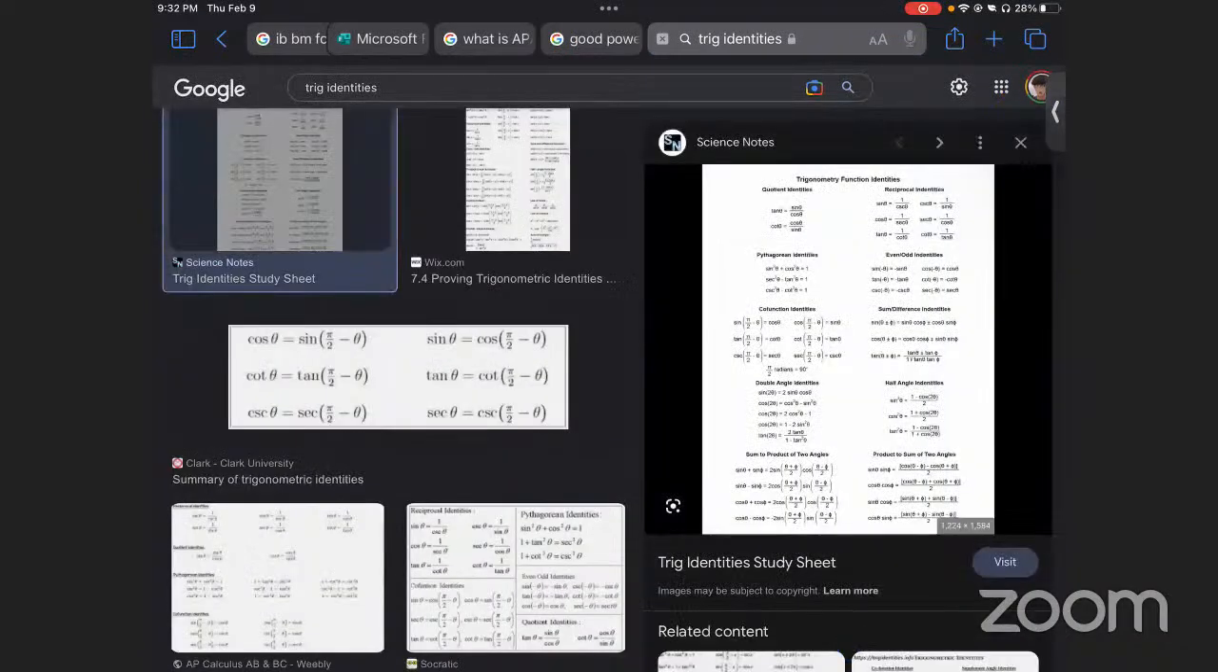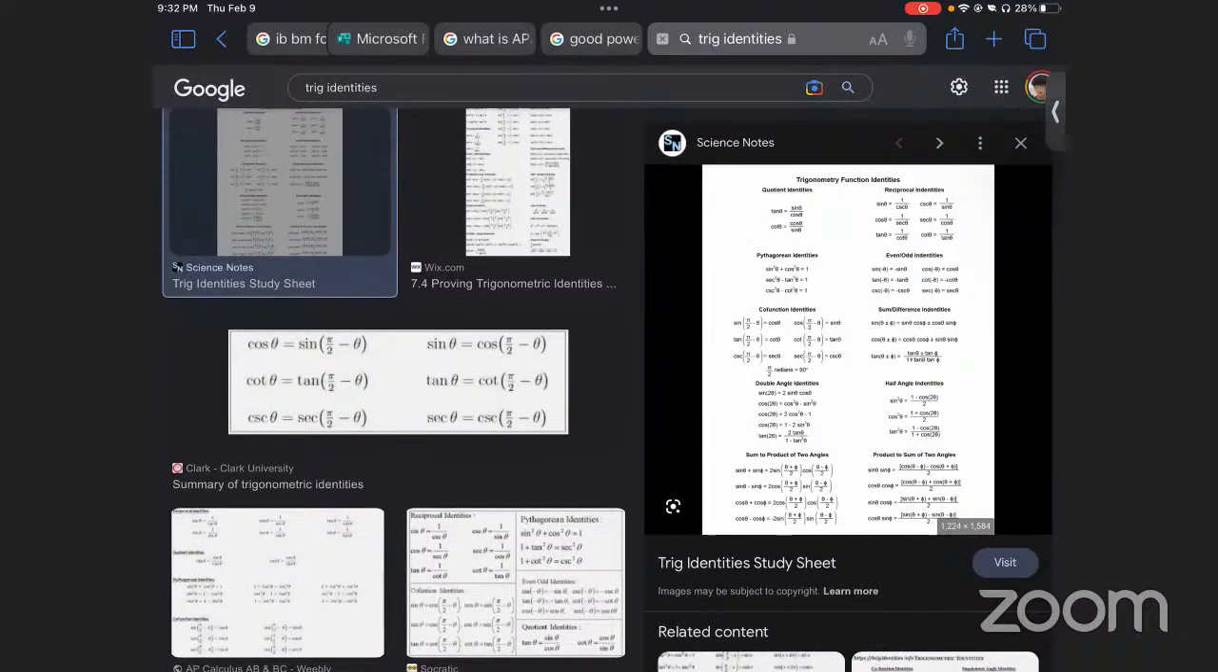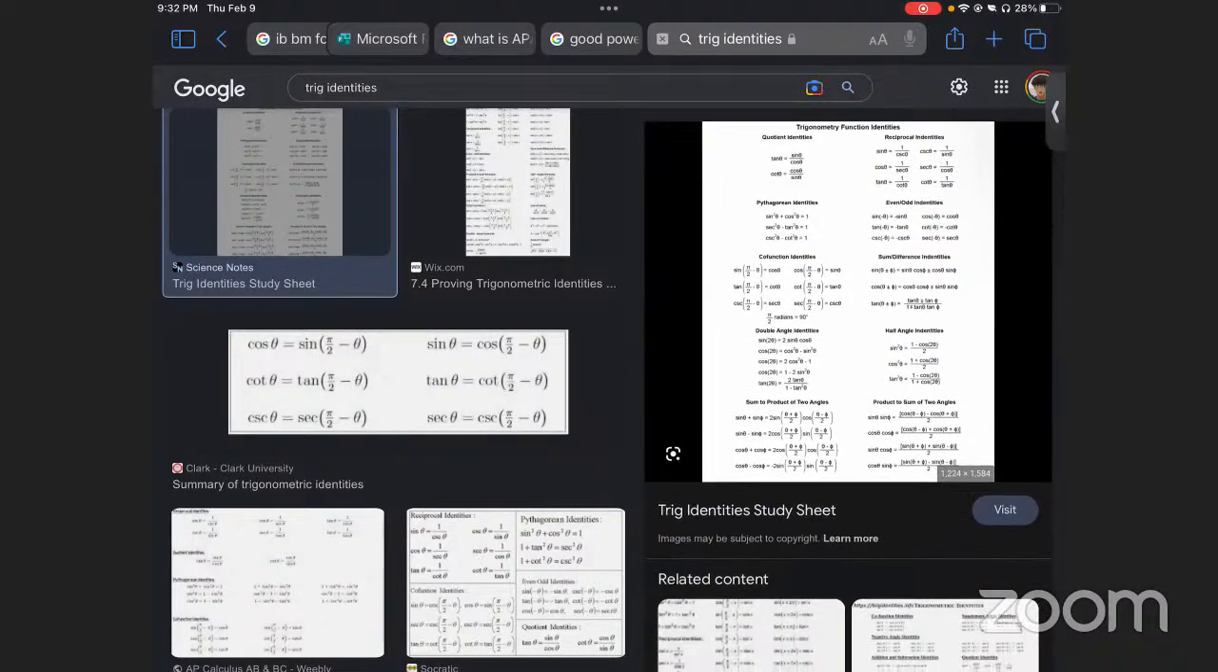Oh my goodness. Okay. Just look at this page that you're looking at. Look at the sine 2A, the double angle identities. Are you supposed to know this? Oh my goodness. Yeah, okay. So all right, I'm going to copy that one for you.